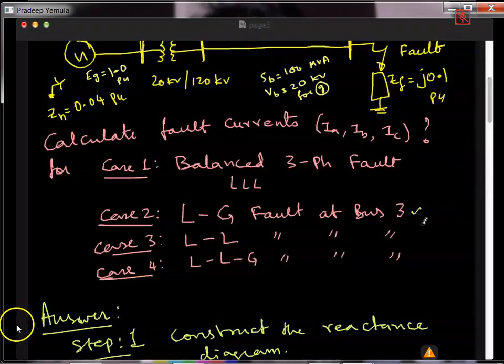Sorry, case 2 is over. Now let's take up case 3, that is the line to line fault.